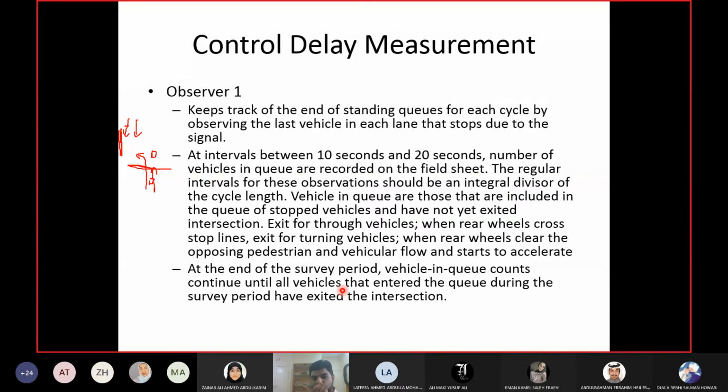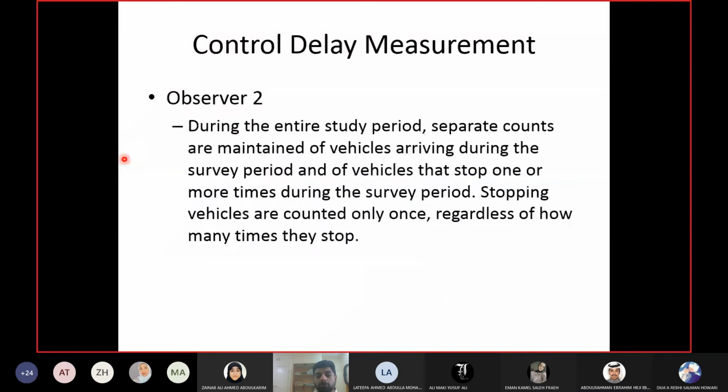So observer 1 must continue till all the vehicles which were in the queue during the survey period have left the intersection. Leaving the intersection means the same thing: crossing the stop line, or the opposing movement for a turning vehicle. Then we have observer 2.